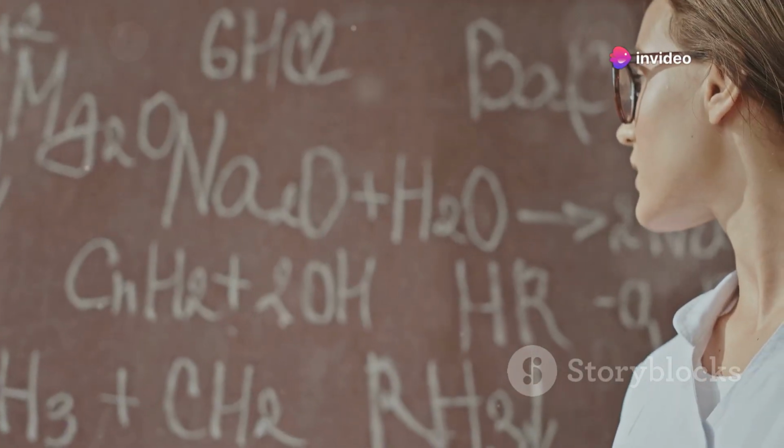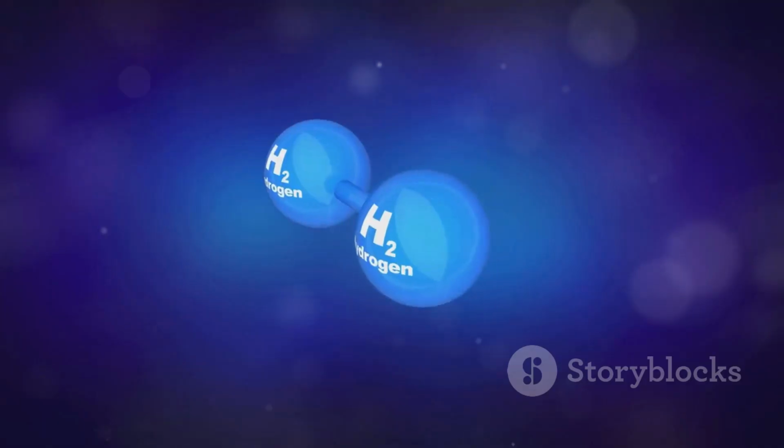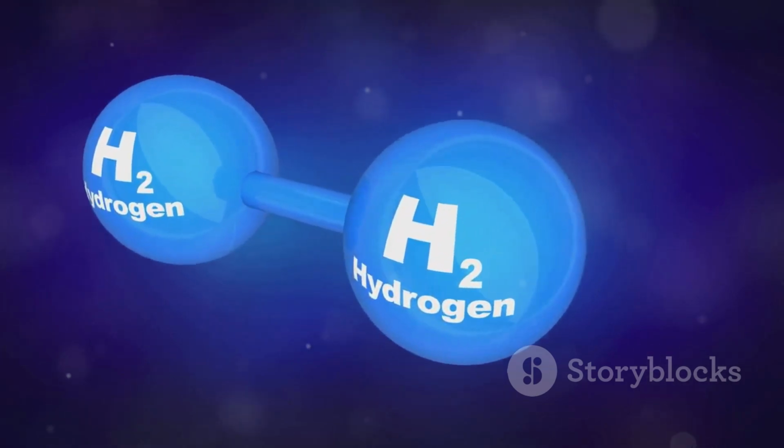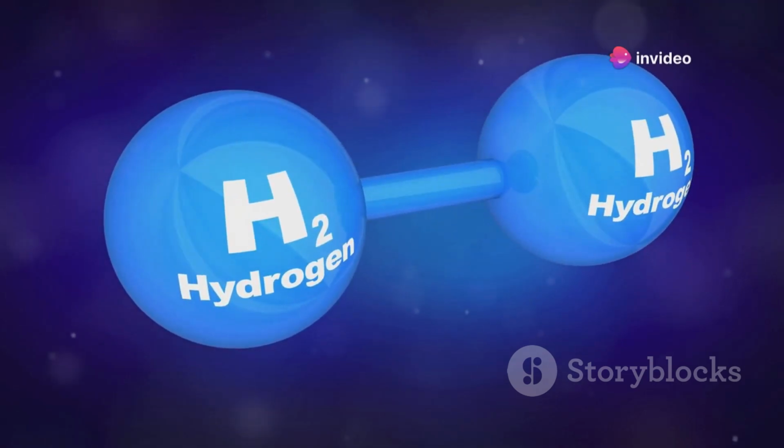We use chemical equations to represent these reactions. It's like a secret code for scientists. For example, the reaction between hydrogen and oxygen to form water is written as 2H2 plus O2 gives 2H2O.